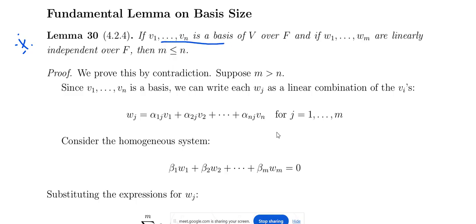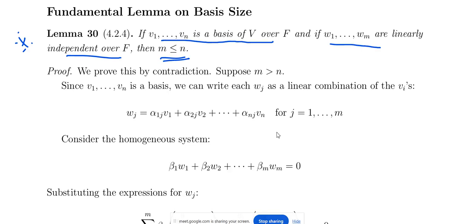Suppose v1, v2, ..., vn is a basis of V over any field F, and w1, w2, ..., wm are linearly independent over F. Since the basis is the largest, we get m less than or equal to n. We saw this property earlier. The basis is the largest linearly independent set. So if I take another linearly independent set, its number of elements will be less than or equal to the number of elements in the basis. So the basis is the largest independent set.